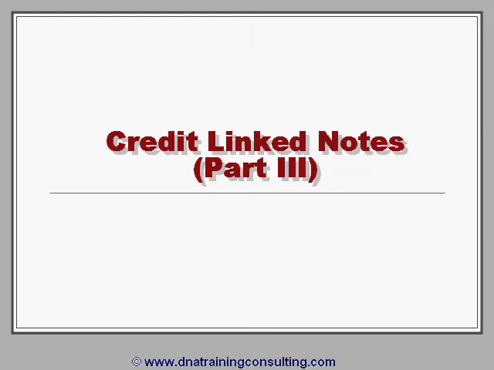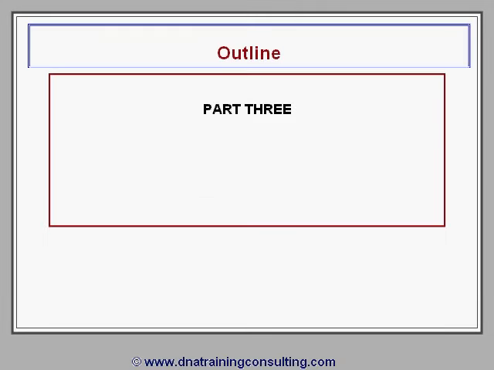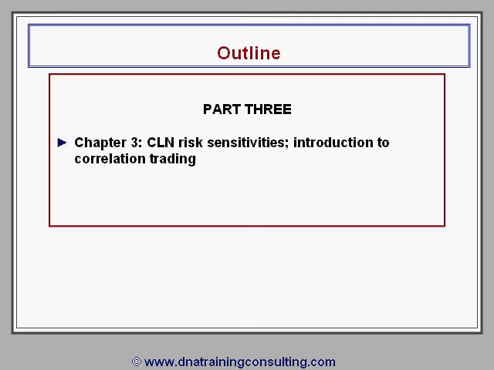This is the beginning of part 3 of our module on credit-linked notes. We remind you that this part 3 contains chapters 3 and 4 of the module, with chapter 3 examining the risk sensitivities of CLNs and introducing the notion of correlation trading, and chapter 4 containing 6 quiz questions to test your understanding of these materials.